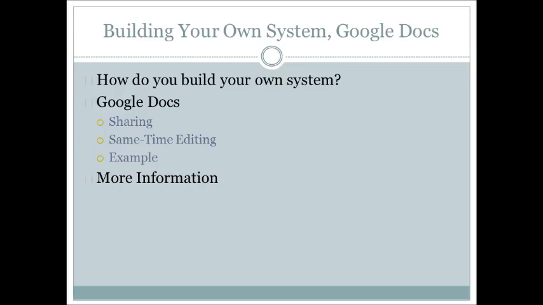Now, how do you build your own system? According to Software Advice, a great place to start is Google Docs. By using Google Docs, you can build your own CRM system on a platform that will allow for sharing and same-time editing by many users. What this means is that if both Bob and Joe are using the CRM system at the same time, and Bob inputs some new information into the CRM system, Joe will immediately see the changes.